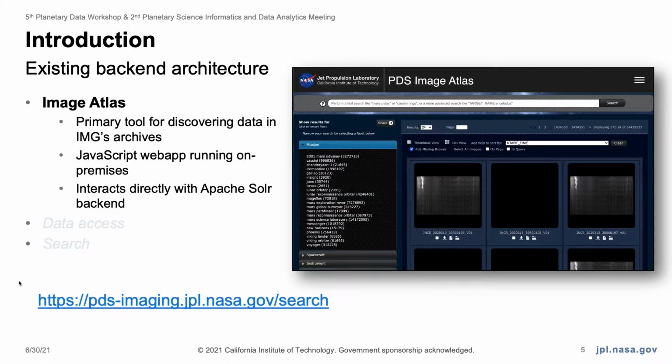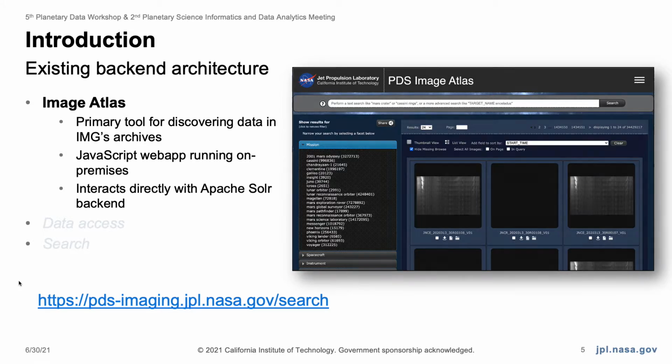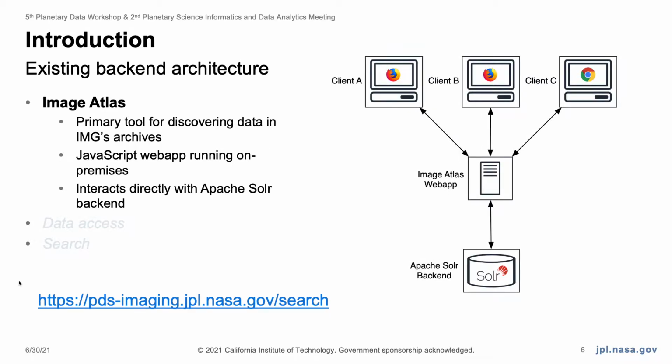So how does our backend processing work now? To start, it might help to understand the front end, and for that we have the image atlas. This is our primary tool for discovering data within our archives. It's a JavaScript web app served from on premises, and users who download it and access it using their web browser interact directly with our Apache Solr backend, which is a search platform very similar to Elasticsearch. It's built on the same underlying technology as Elasticsearch.